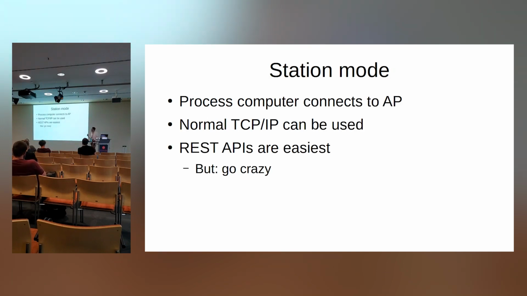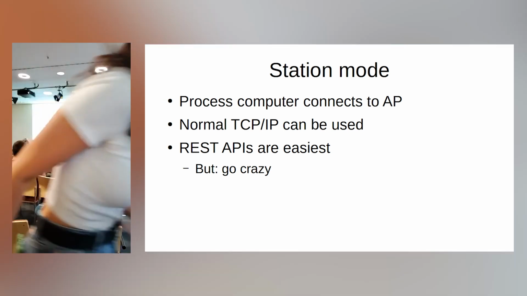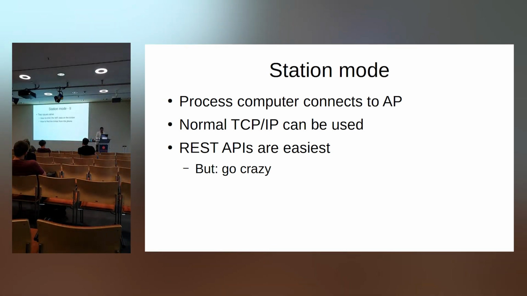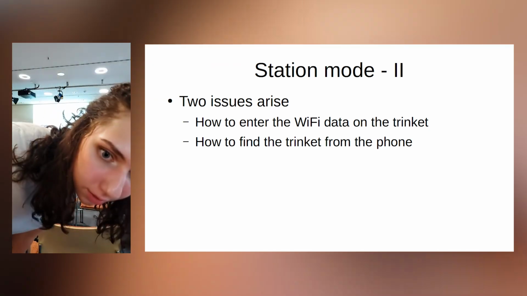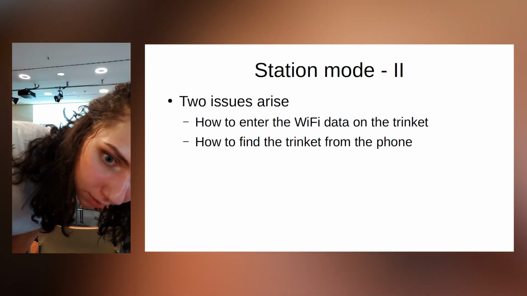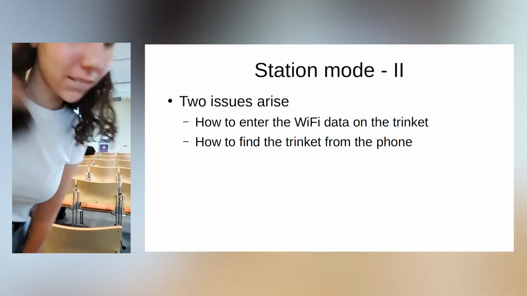First, we're going to start off with the station mode or client mode. Basically, in this case, the trinket connects to your local Wi-Fi, just like a phone or any other device would do. So you can use normal TCP/IP, and REST APIs are the easiest, but you've also got some problems. Namely, there are two problems. First of all, it is almost impossible to enter the Wi-Fi data onto a product such as the ashtray. How do you want to Morse it? Maybe by hitting it with a hammer.